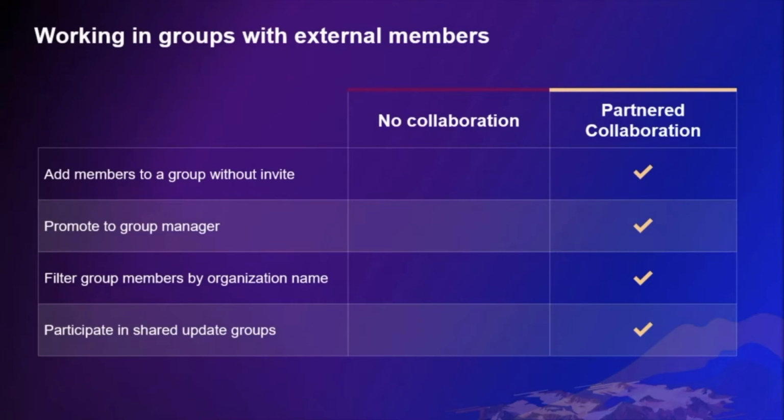So if we dive into how organizations work together in groups, you can see here that partnered collaborations light up some additional functionality for working with members outside of your organization. First off, you can add members to a group without an invite in a partnered collaboration. You can also promote specific members from the partnered organization to be a group manager in your organization. Third, you can filter for group members by organization name, either on the main groups page or within a group's member list. And one of the biggest features that partnered collaboration enables is to allow members from partnered organizations to participate in shared update groups.